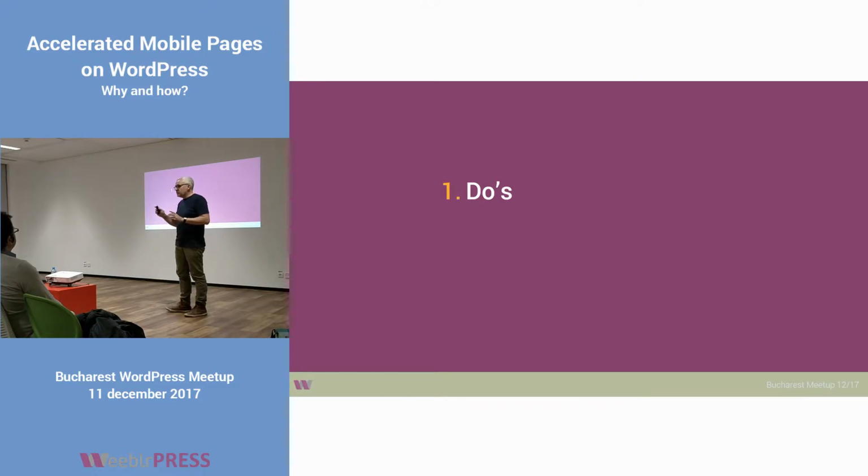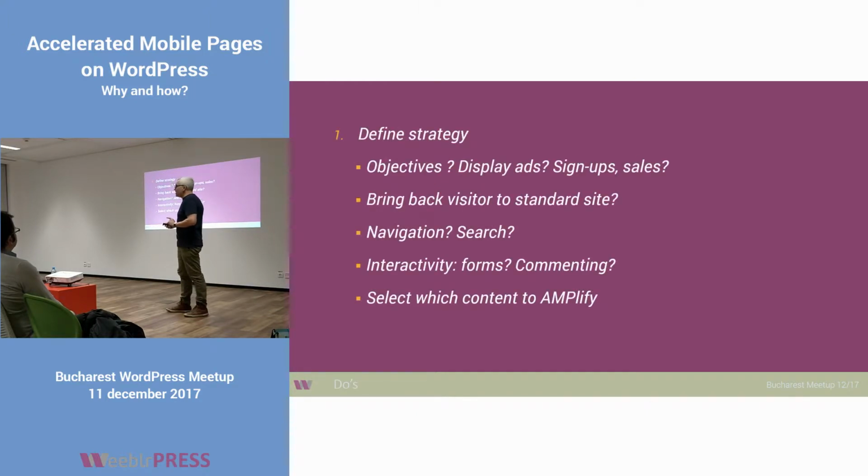So I'm going to continue with two types of things. If you want to get into AMP, the things you have to pay attention to, the things you should do, and the things you should not do. First, the things you have to do, it's obvious, but you need to define a strategy. Why do you want to do AMP? And maybe at the end of the list, what do you want? Do you want to display ads, sign up for our newsletters, new accounts, or things like that?